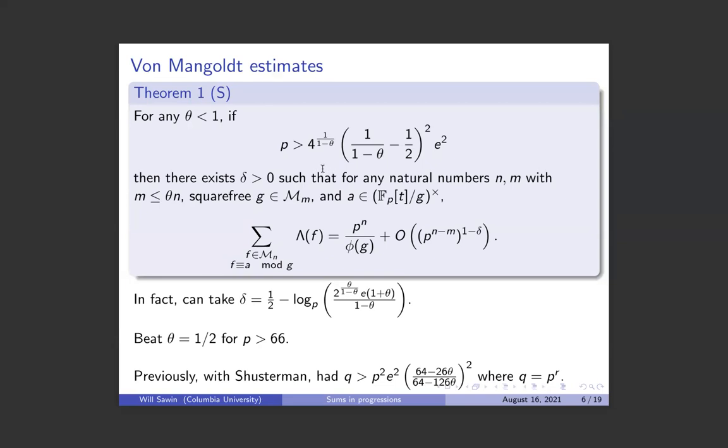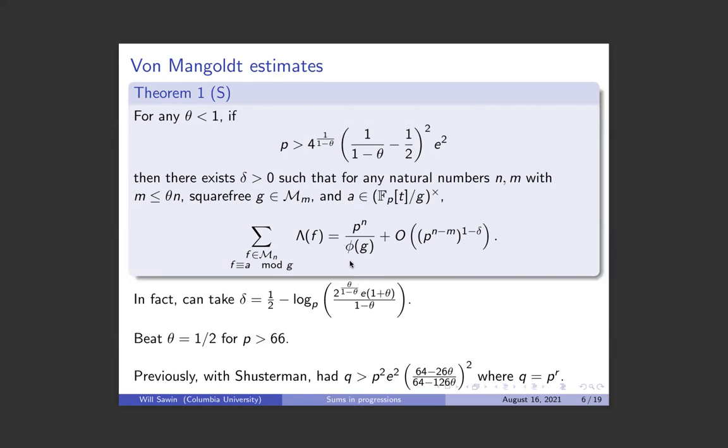And so what we need for this estimate is P is greater than this formula, 4 to the 1 over 1 minus theta, 1 over 1 minus theta minus a half squared times E squared. So E is 2.718. There's not a hidden variable E here. Under this inequality, there's going to be some delta, so that for any natural numbers n and m, any modulus of degree m square free, and any invertible residue class mod g, we get our desired power saving estimate.